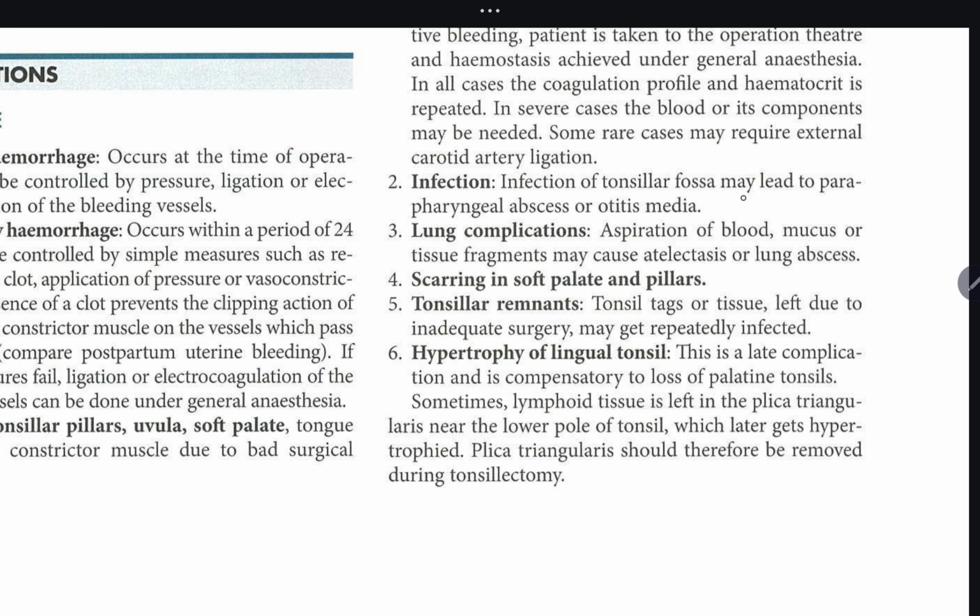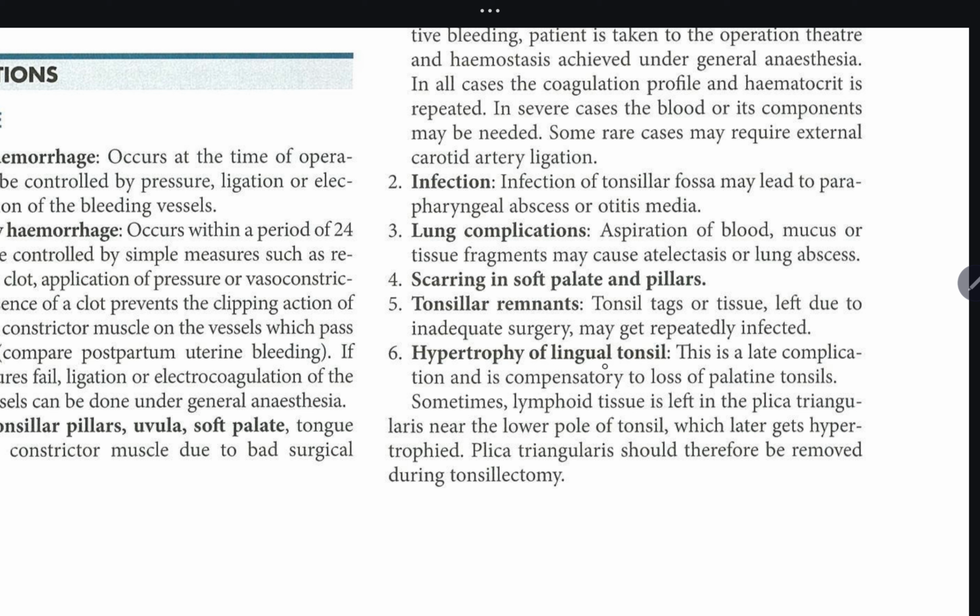2. Infection. Infection of tonsillar fossa may lead to parapharyngeal abscess or otitis media. 3. Lung complications. Aspiration of blood, mucus or tissue fragments may cause atelectasis or lung abscess. 4. Scarring in soft palate and pillars. 5. Tonsillar remnants, tonsil tags or tissues left due to inadequate surgery may get repeatedly infected.